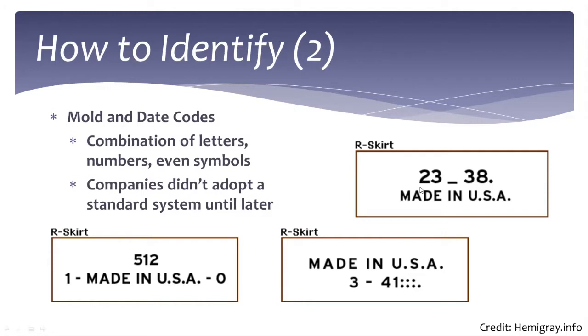This example up here, 32, once again, the style or mold number. 38, that's going to correspond to a year, 1938, and the dot will symbolize 1 year after that initial 38 year. So this insulator was manufactured in 1939. Once again, made in the USA.